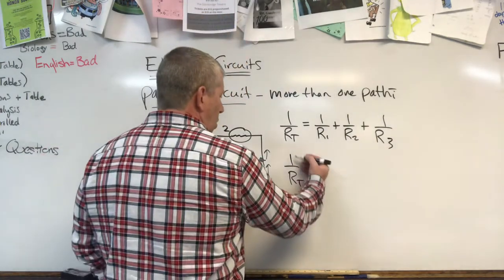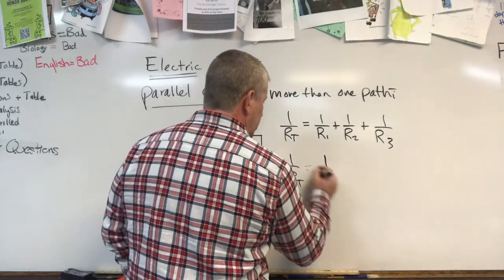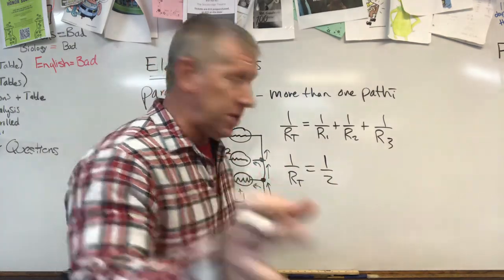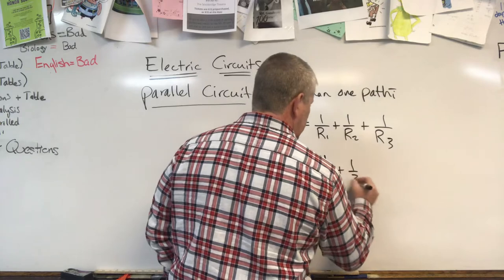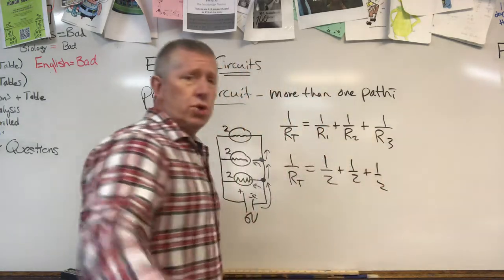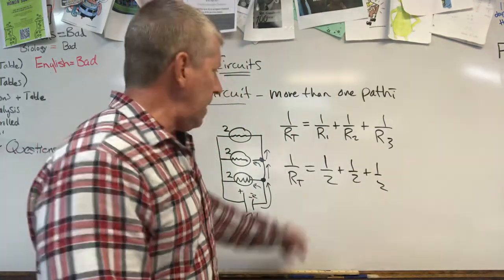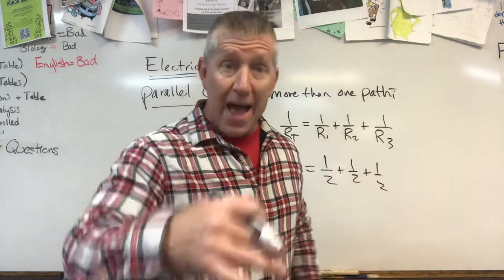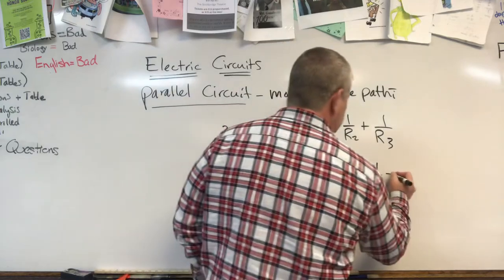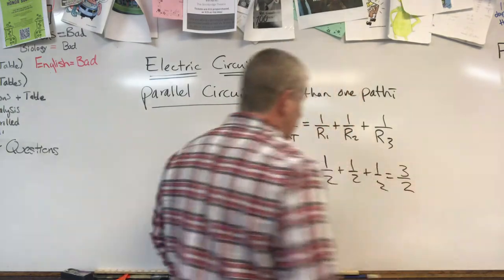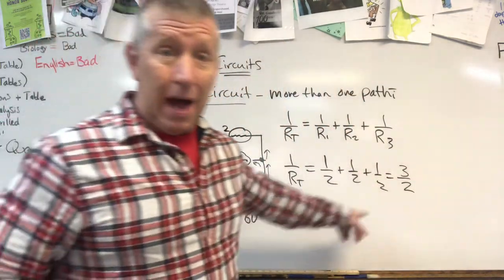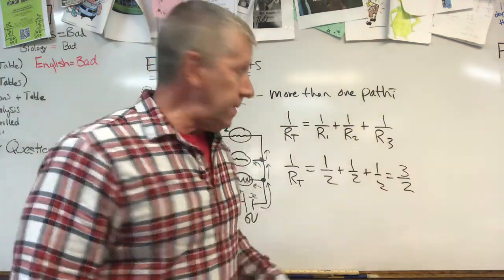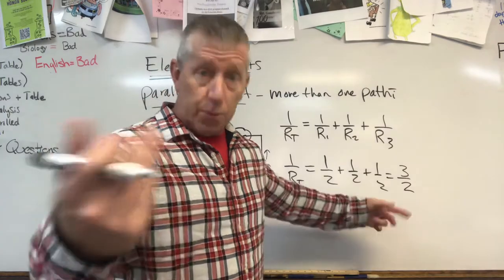So fractions, 1 over RT equals 1 over 2 plus 1 over 2 plus 1 over 2, because they're all 2. I left them all the same, we use the same things as the series. You can do this. 1 half plus 1 half is 1, plus 1 half is 1 and a half, or 3 halves. So that's 3 halves. Sometimes you would have to do the common denominator thing, but this time we don't have to. It's just easy: 3 halves.